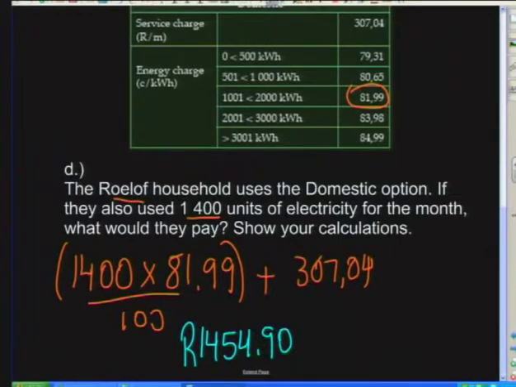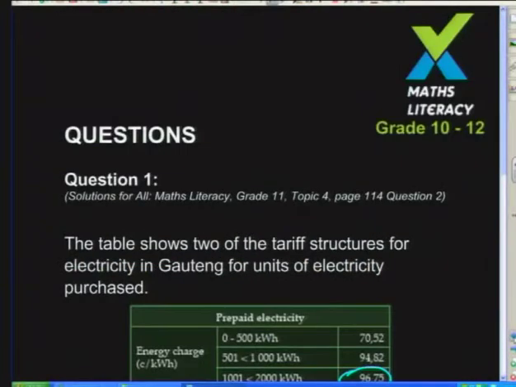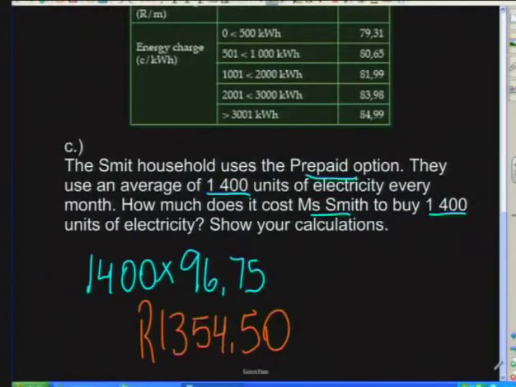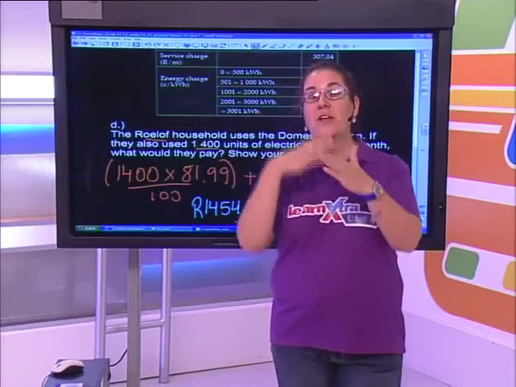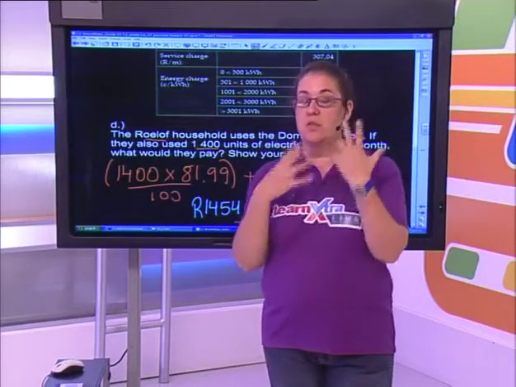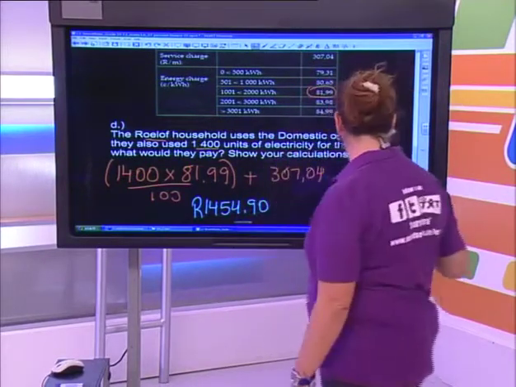So, what was that last amount? Was it bigger? The last amount was 1,3, so she's paying a little bit more. But you can see, it's going to get to a point where your actual domestic is cheaper. So it's important to be able to compare these things.